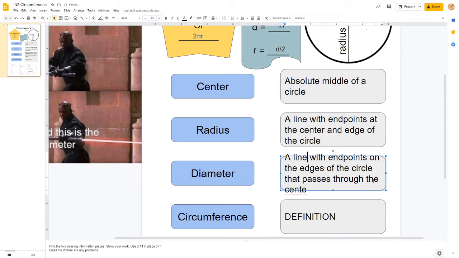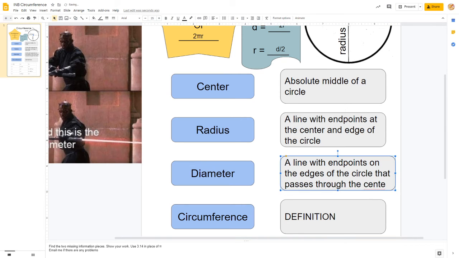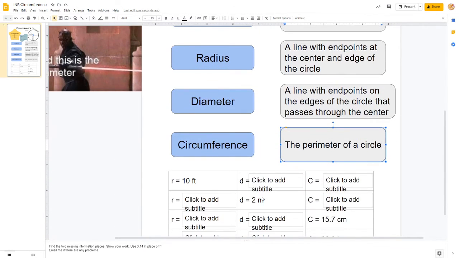Gonna spell check. Gonna make this a little bigger because I need a little bit more room. Okay, circumference is basically the simple definition. It's the perimeter of the circle. Circumference is basically a fancy word to say perimeter of a circle.